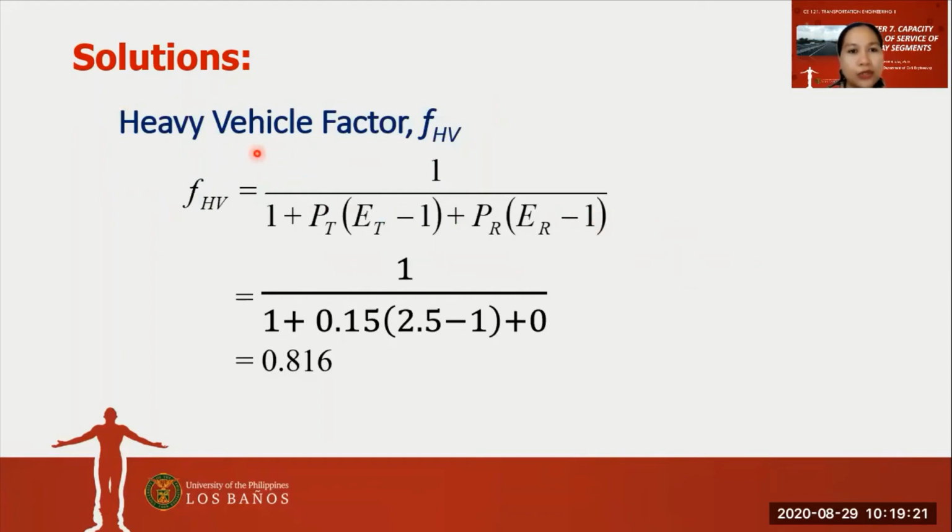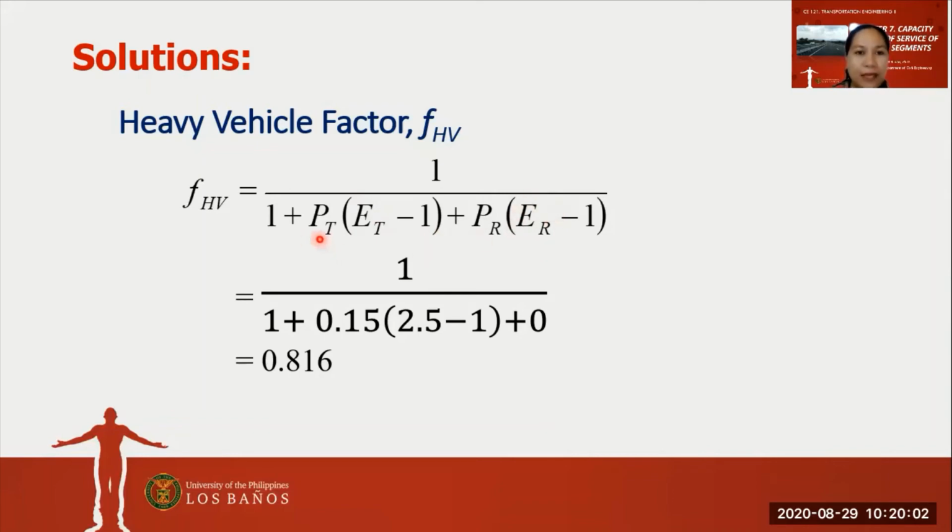Now this slide shows you how the heavy vehicle adjustment factor was calculated. So using this formula that we have also seen in the past slides, this is the percentage of trucks and buses, which was given in the problem, that's 15%, and the PR percentage of recreational vehicles is 0. So actually this term is already 0. But anyway, in the next slide, I will show you how ET and ER here is found.